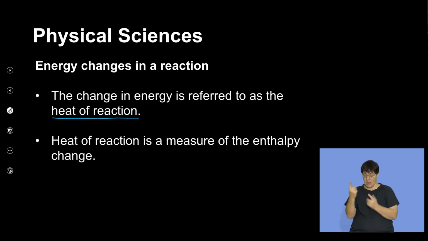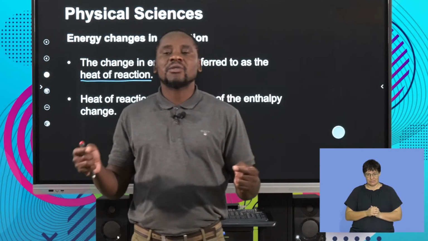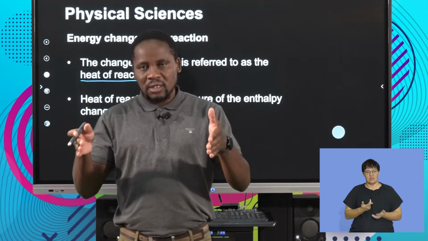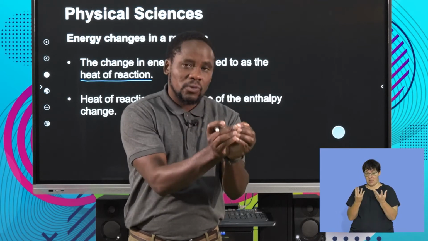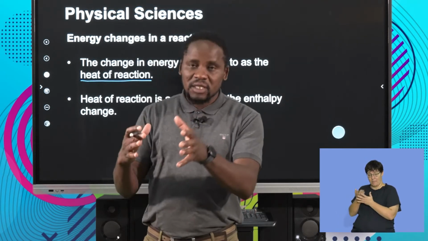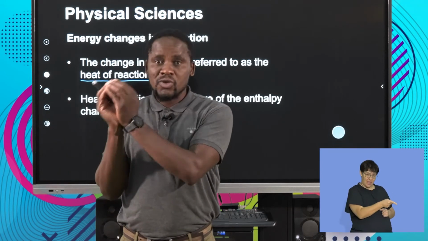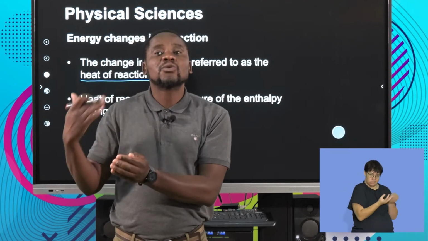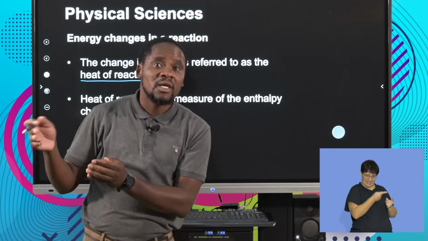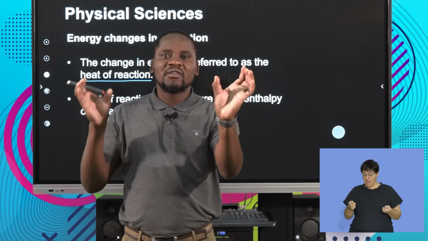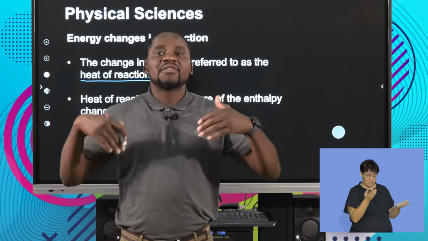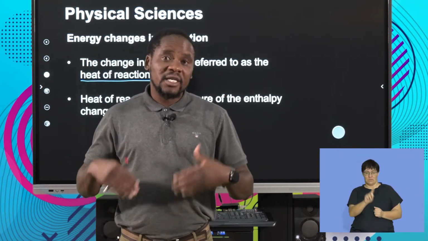So what do we mean when we talk about the heat of reaction? We talk about the energy change that takes place in a chemical reaction. In other words, there is a comparison that we need to make between the amount of energy absorbed when existing bonds were broken versus the amount of energy that was released when new bonds were formed. When we form new bonds, that's when we get the products or the new substances. The comparison between how much is absorbed versus how much is released gives us the heat of reaction.